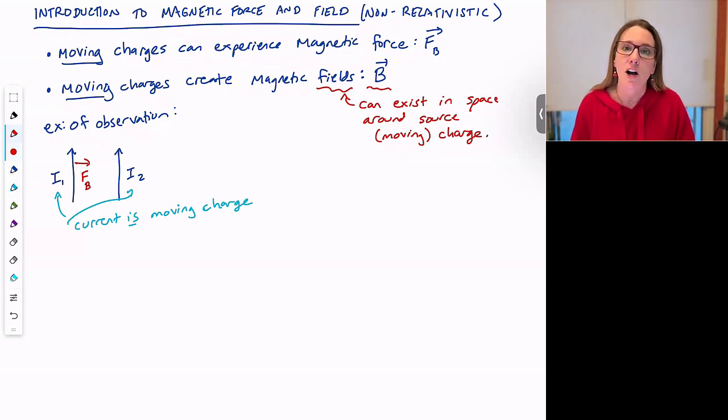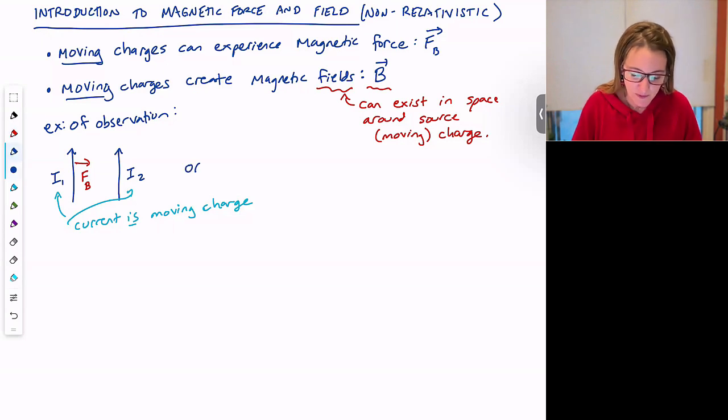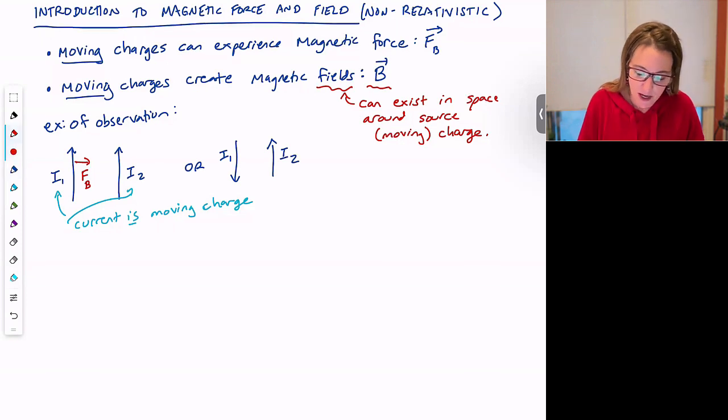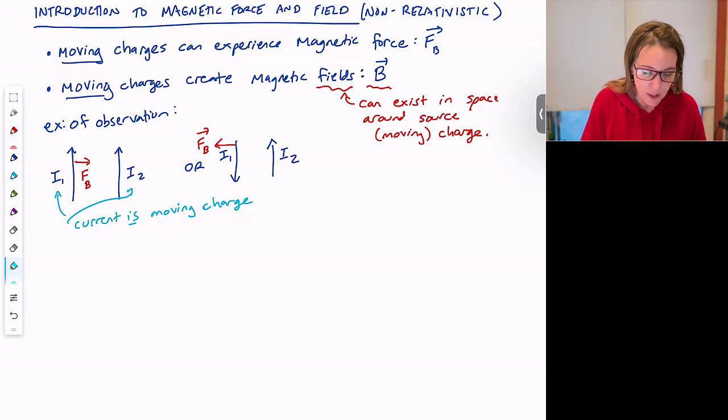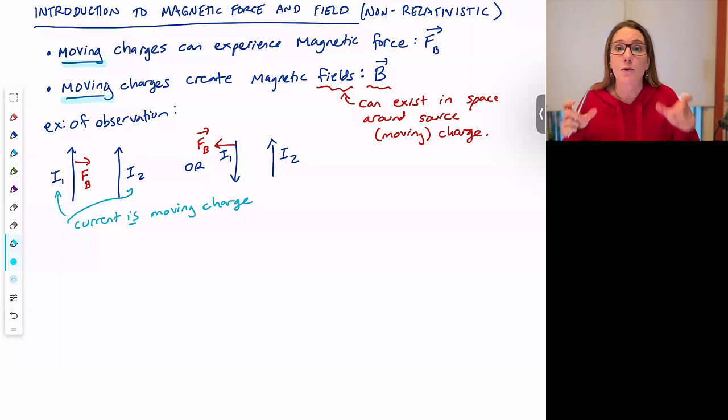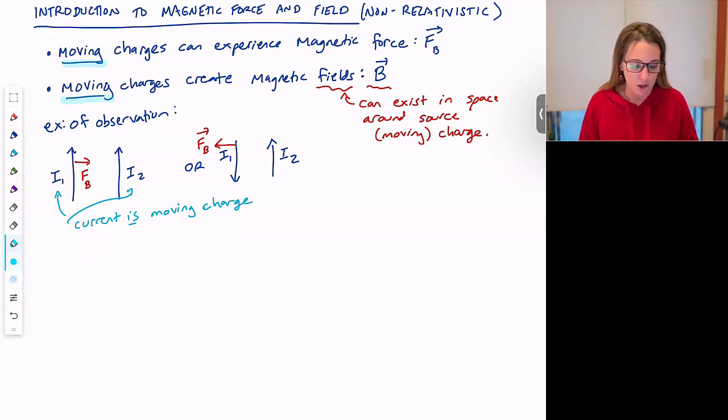For this particular example, that's not generally always an attractive force. So if I had, for example, I1 is down and I2 is up, in this case, the force is actually going to be opposite on I1. So we'll work through the geometries of all that, but fundamentally the magnetic force is one that's going to exist between small current segments that have moving charges in them, or that exists because of the motion of charge.